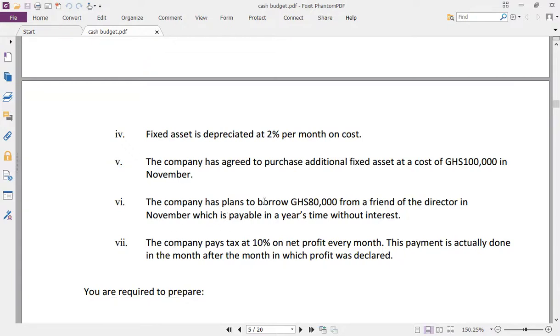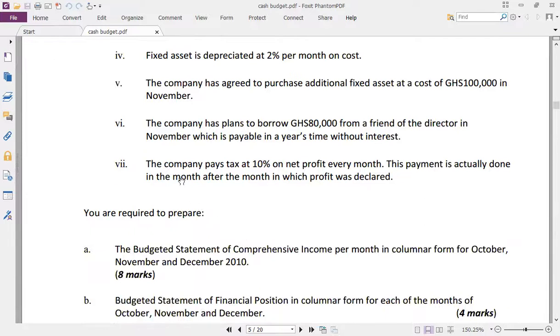The company has a plan to get a loan of 80,000 from a friend of the director in November, repayable in a year's time without interest. So this is a receipt and at the same time a liability. Finally, the company pays tax of 10% on net profit every month. This payment is actually done in the month after the month in which the profits were declared. So one month in arrears, that is all.